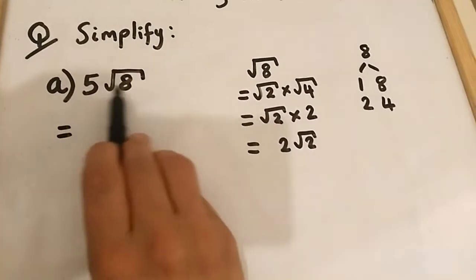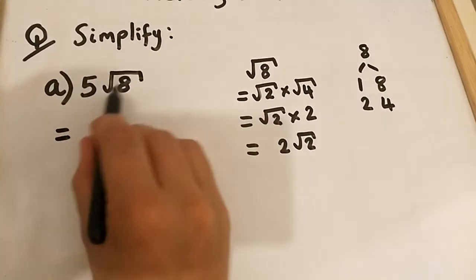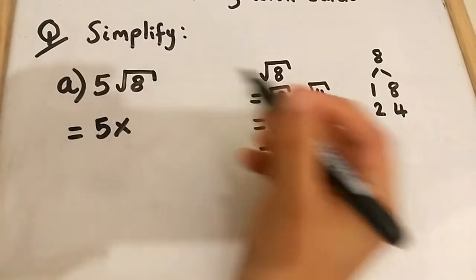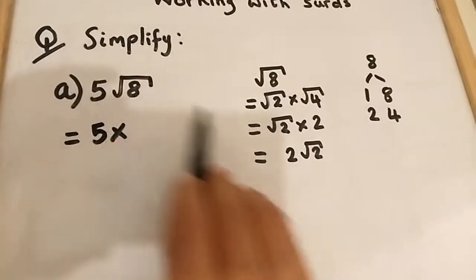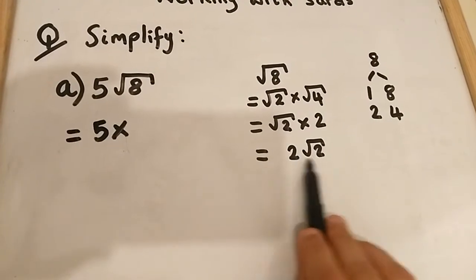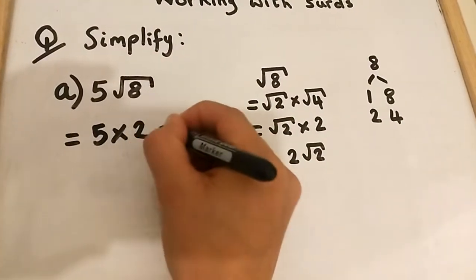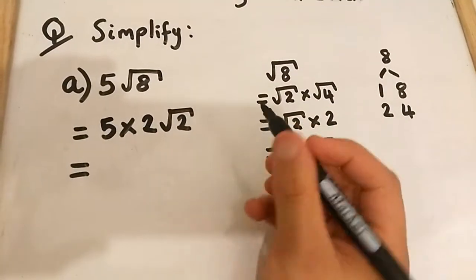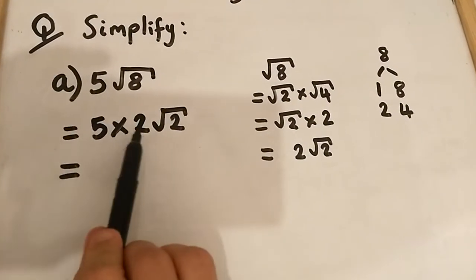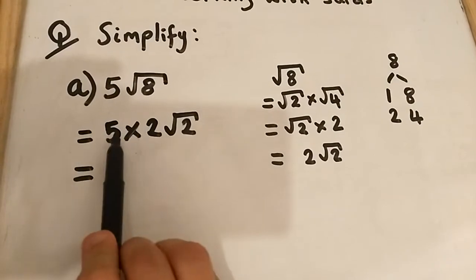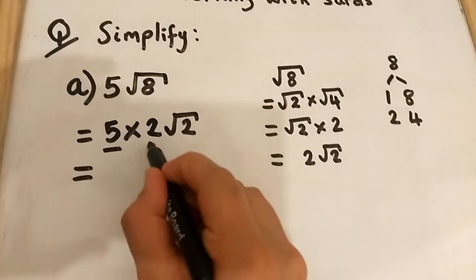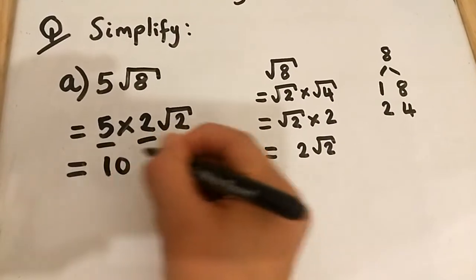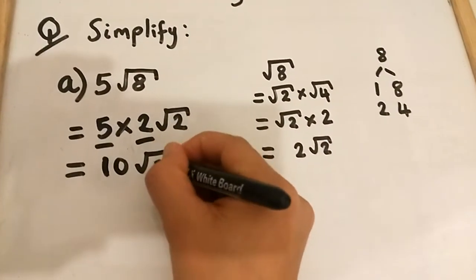Now, what 5 root 8 means is 5 times root 8. So we're going to write down 5 times, and replace the root 8 by its simplified form, which is 2 root 2. 5 times 2 root 2. Now what we can do is multiply the numbers that are not underneath a root. So the 5 and the 2 multiply together. 5 times 2 is 10. So we're left with 10 root 2.